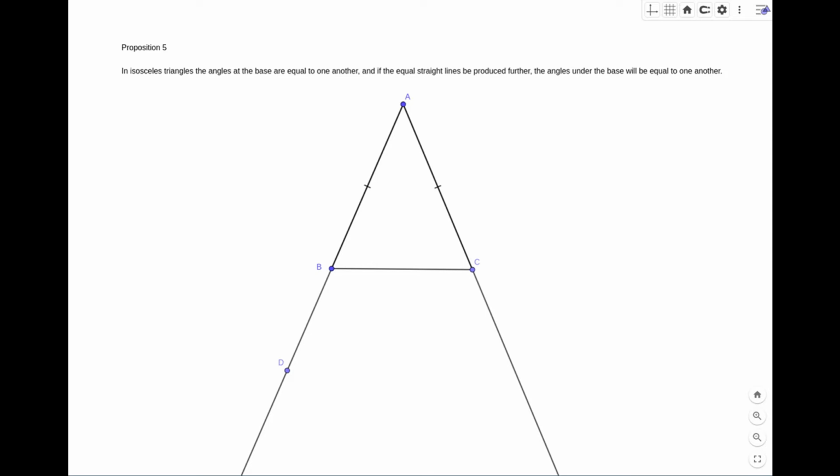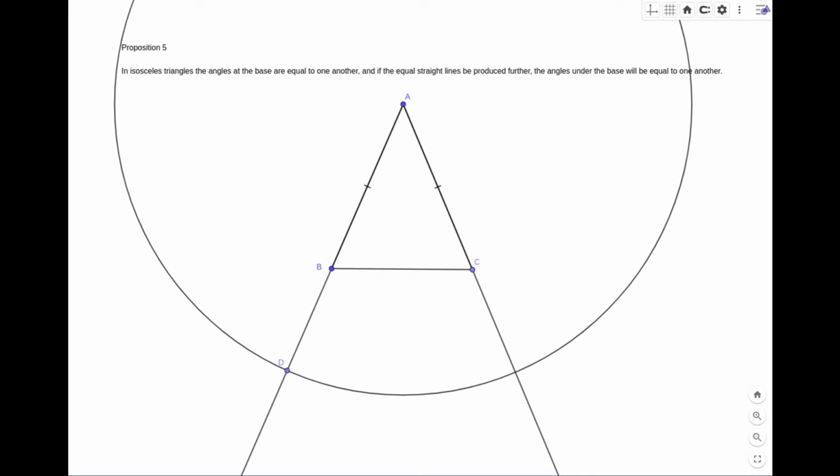Well, again, using postulate 3, we can draw a circle that's centered at A and passing through D. Now that circle is going to give us an intersection point with our ray AC over here at point E. From our definition of a circle, we know that AD is going to be congruent to AE.